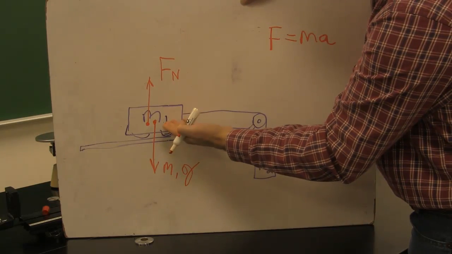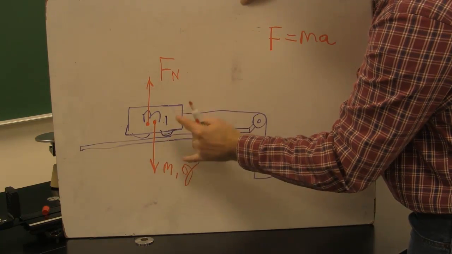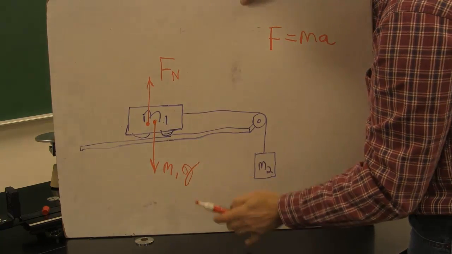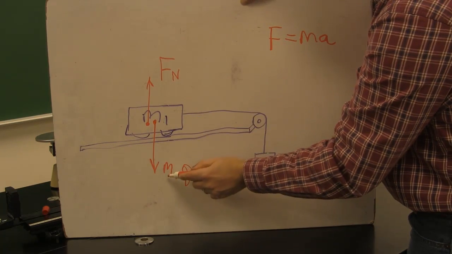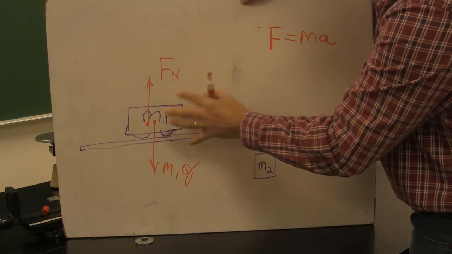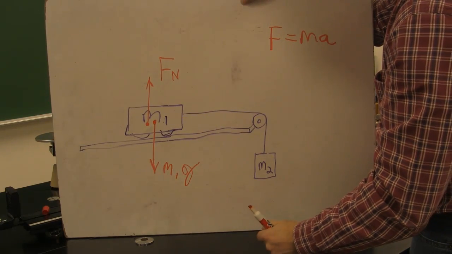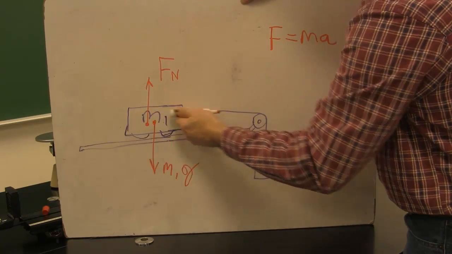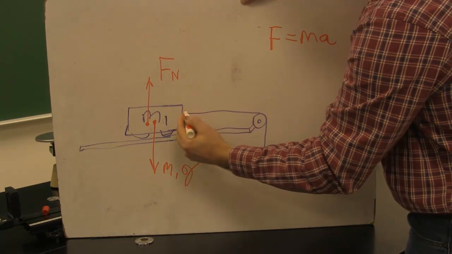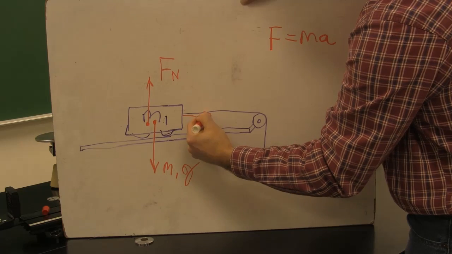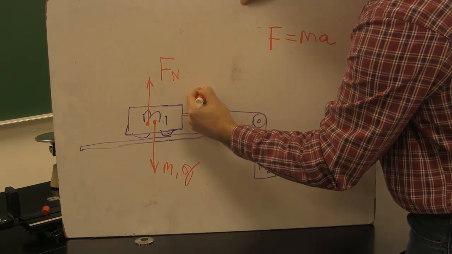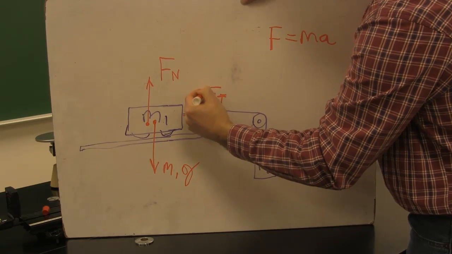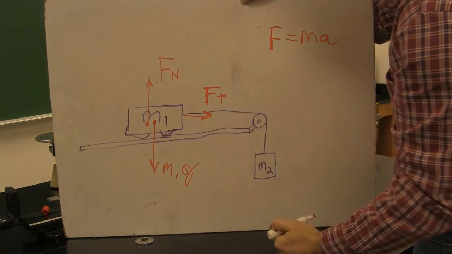Now, because this cart is not accelerating upward or downward, we know that the net force vertically is 0. Therefore, the normal force here must be equal in magnitude to M1g, even though they're not a Newton's third law pair. Now this cart is in fact accelerating down the track. What this means is there's a force in this direction. And that force we'll call the force of tension. There's a force of tension in that string that's pulling this cart down the track.